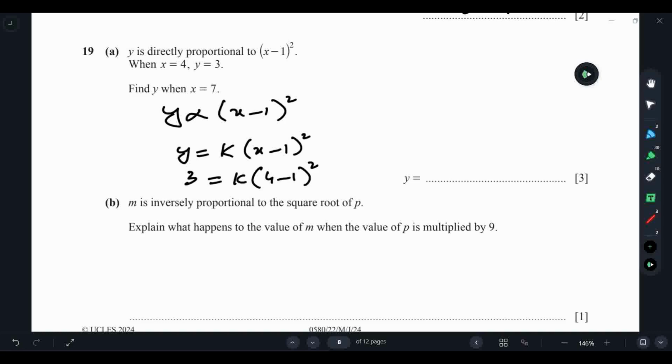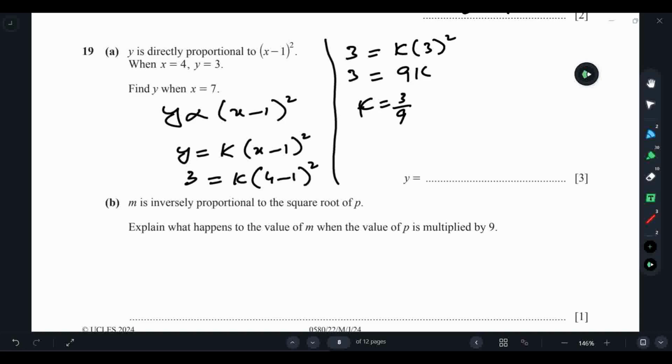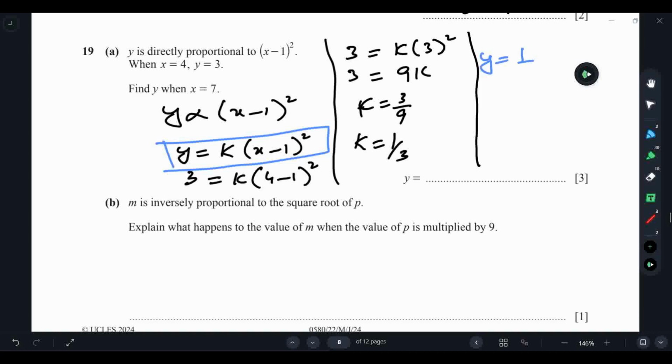Okay. Now if we simplify it further, this will be 3 is equal to k into 3 square, which means 3 is equal to 9k, which means k is equal to 3 by 9, which means k is equal to 1 by 3. Now we can use the same equation to find y when x is equal to 7. So we know that this is our main equation. So we will use this one. Y is equal to k is 1 by 3 and x is 7.